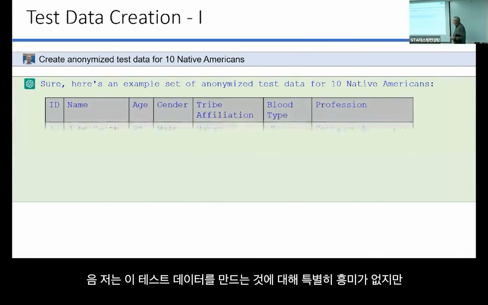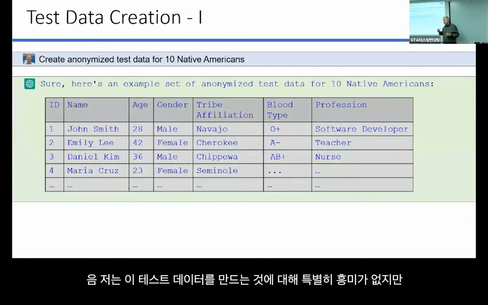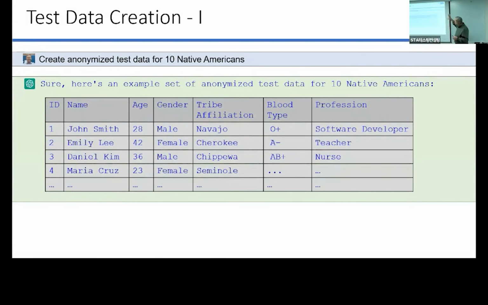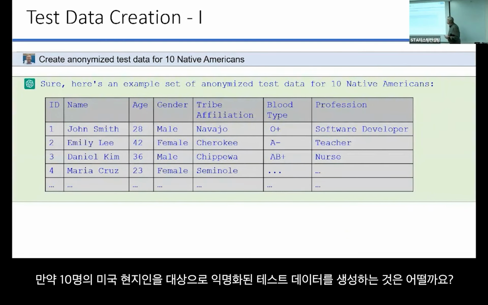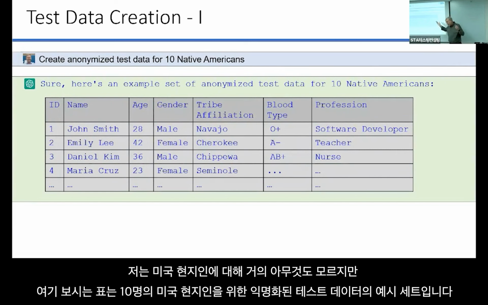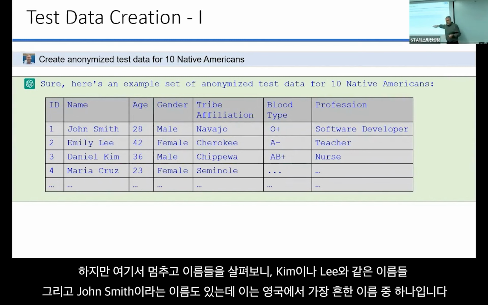What about test data creation? Well, I'm not really into test data, but how about creating anonymized test data for 10 Native Americans? Because I don't know anything about Native Americans, or very little anyway. And sure, here's an example set of anonymized test data for 10 Native Americans. I stopped it at this point because I'm looking down the names and I'm not sure if this translates, but we've got a Kim here, we've got a Lee here. Well, maybe they're real Native Americans.